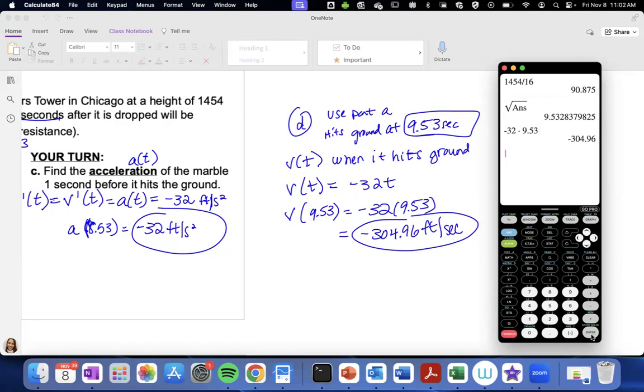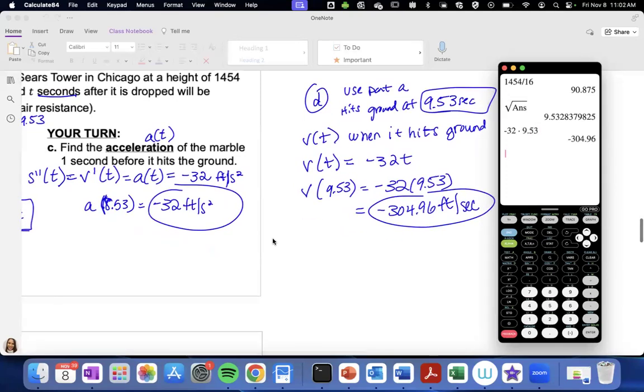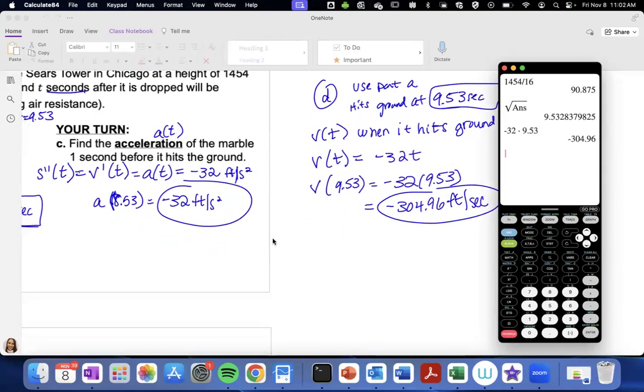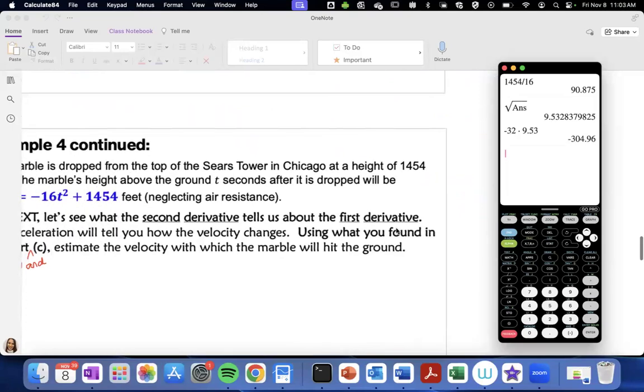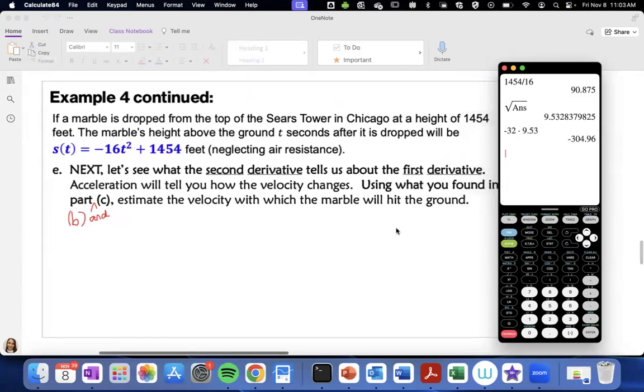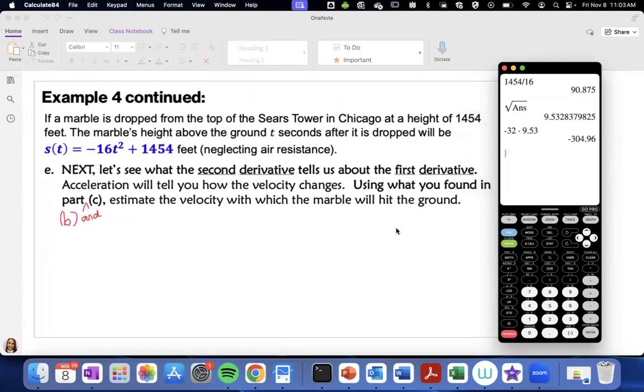Okay, now, this is interesting. I can get the same value when acceleration is a constant. Do you see we looked at it a second before it hit the ground? And I told you that when acceleration and velocity have the same signs, right? You see this negative 32 feet per second squared is acceleration and negative 304, right? That means the velocity is speeding up. So in part E, I'm going to use what I found in parts B and C to estimate the velocity when it hits the ground.